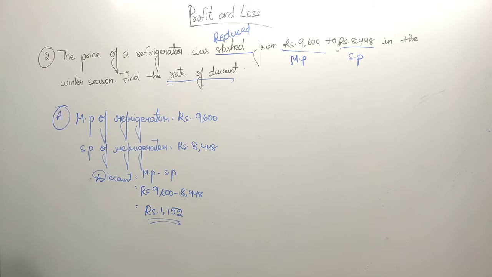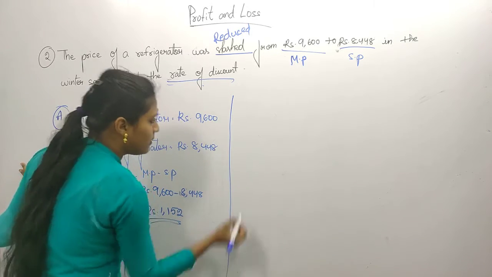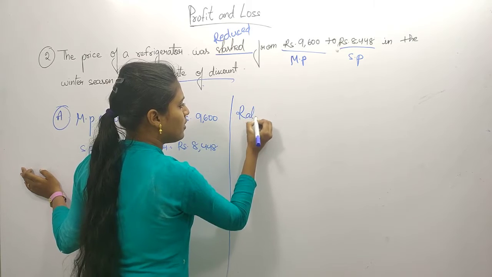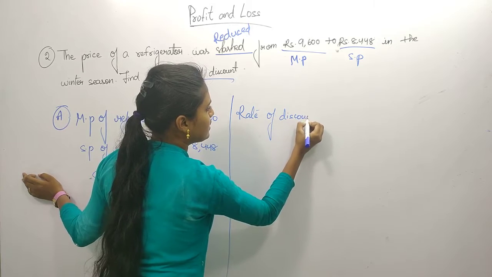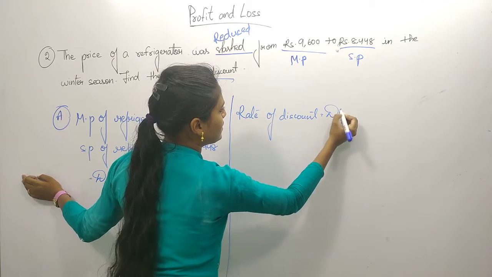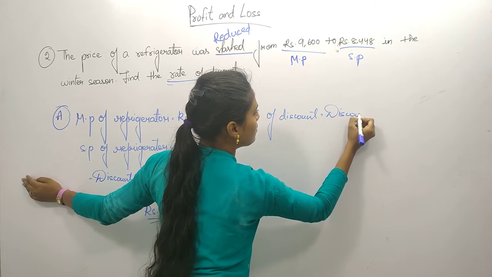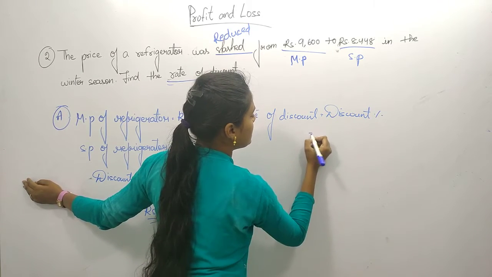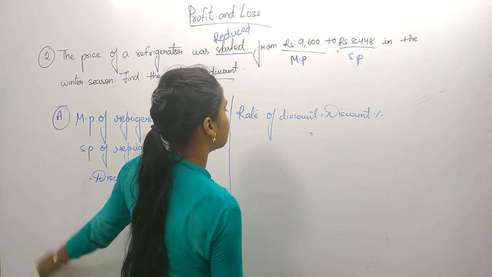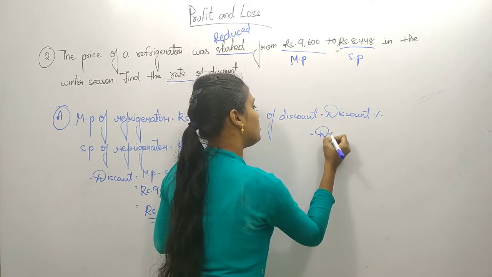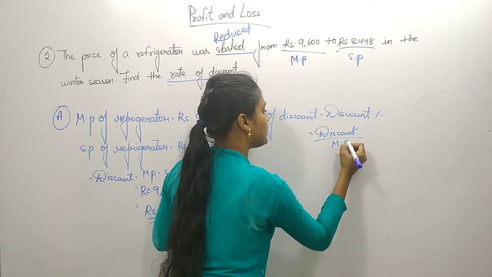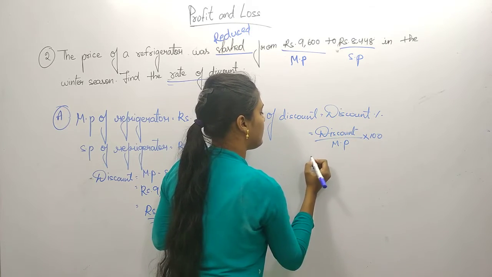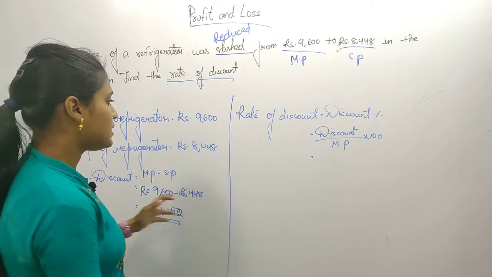Now what will we do? We have to find the rate of discount. Rate of discount means discount percent. Rate of discount is equal to what? Discount percent. What is the formula of discount percent? Discount by market price into 100. It is the formula. Now substitute this in the formula.